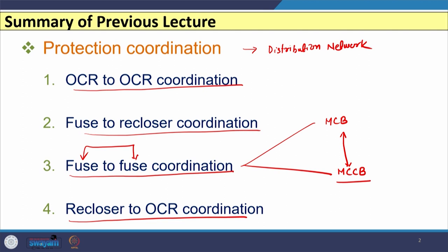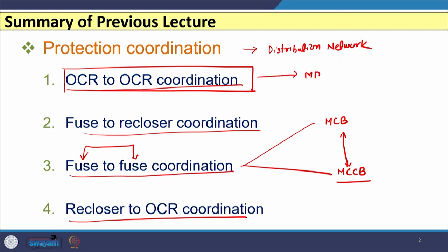We have already discussed in the previous class the important issue which we need to consider when we talk about the coordination between two overcurrent relays. And we have discussed that when we incorporate DG, this coordination becomes more difficult, particularly with reference to the minimum discrimination time available between two characteristics of the relays.